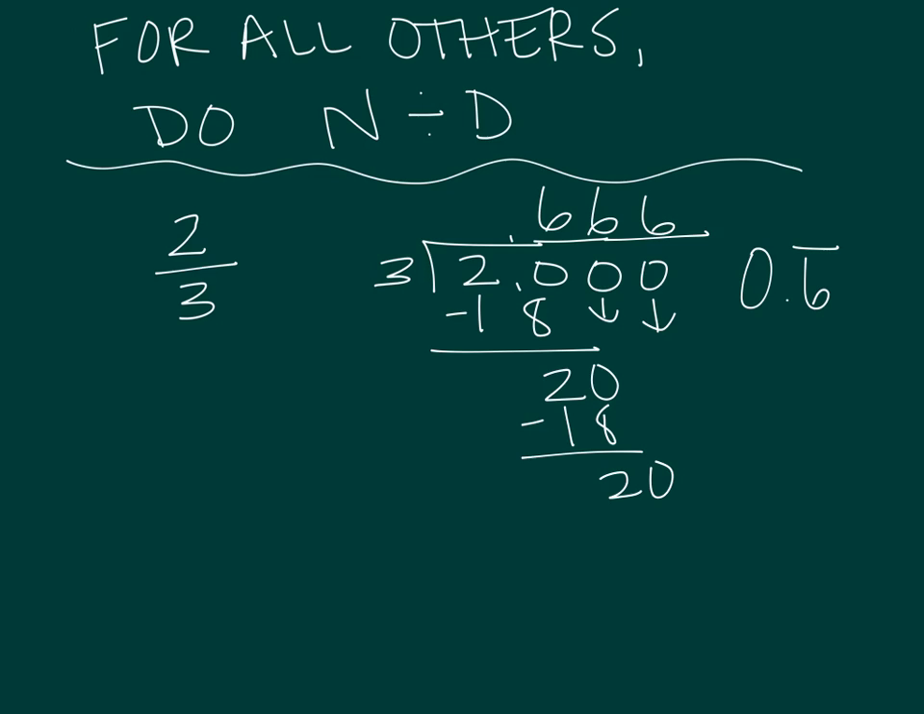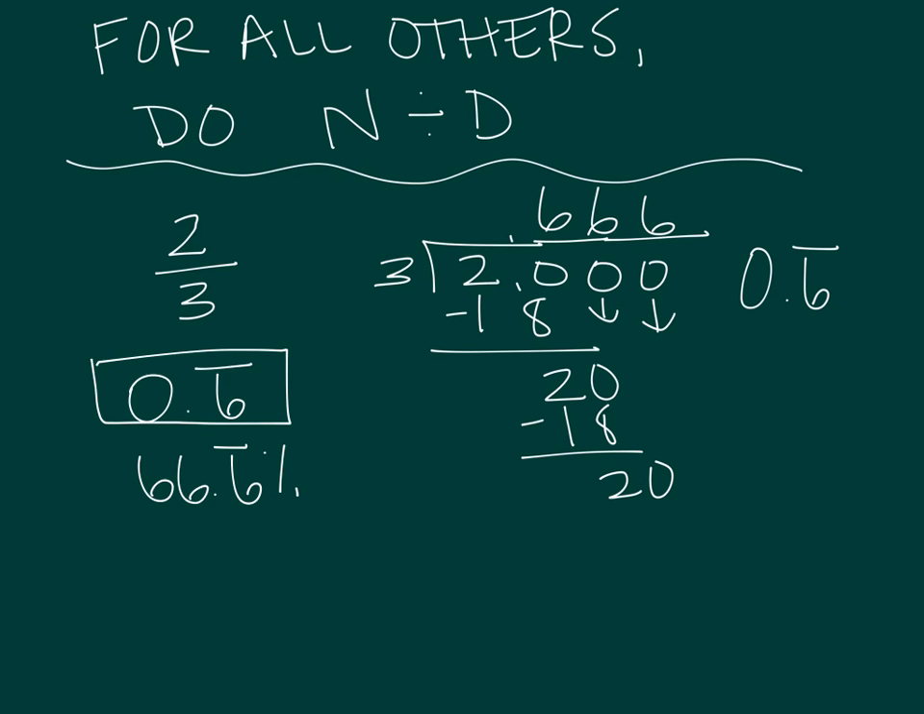Move your decimal twice to the right. 66.6 repeating would be our percent. There's our decimal. There's our percent. That makes sense because I know 1/3 is 0.3 repeating. Look at that. Double it and you get 0.6 repeating, because I doubled 1/3 to 2/3. I doubled 0.3 repeating to 0.6 repeating.